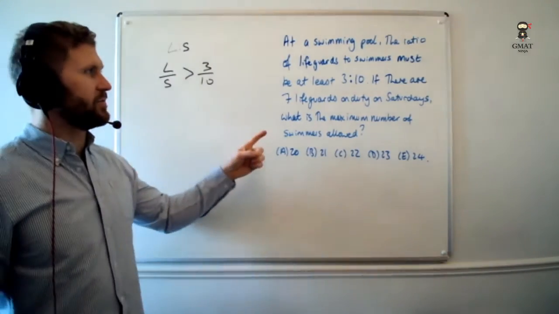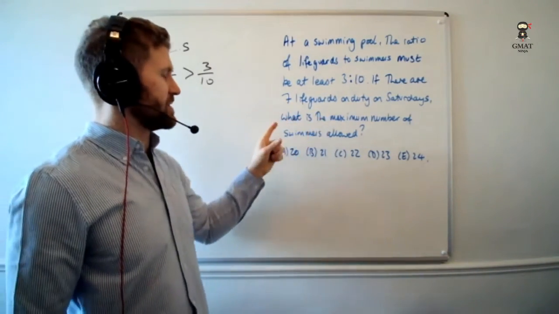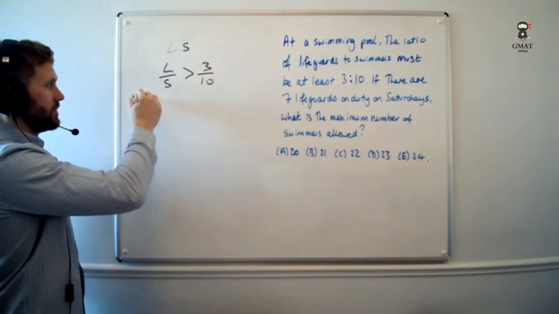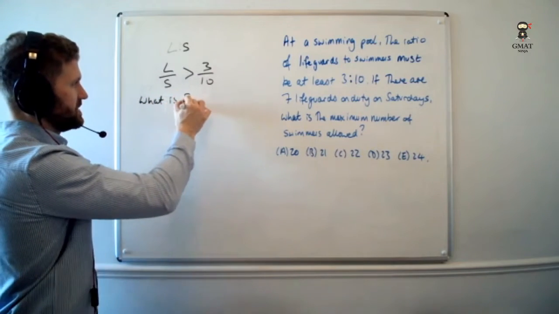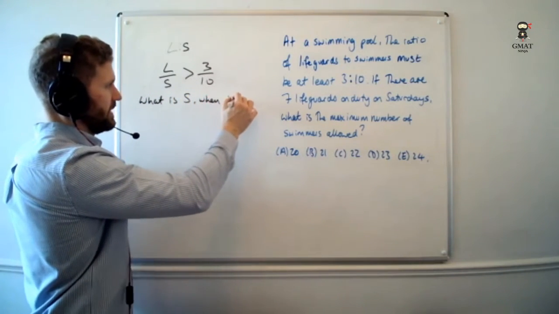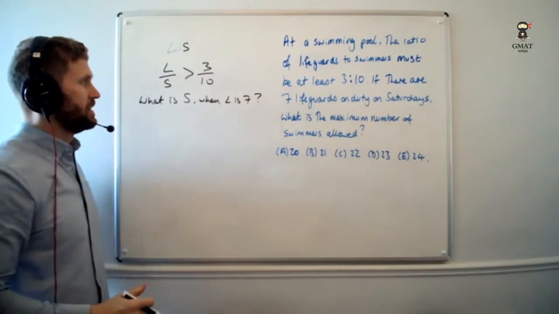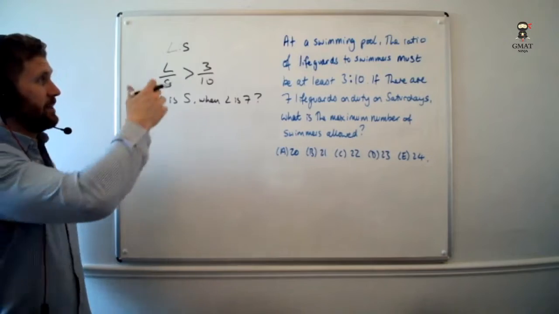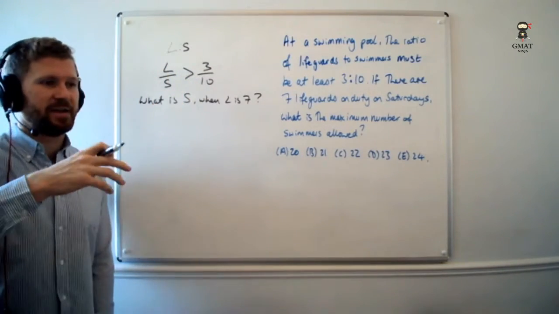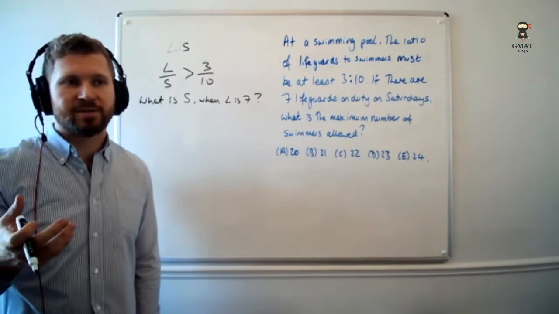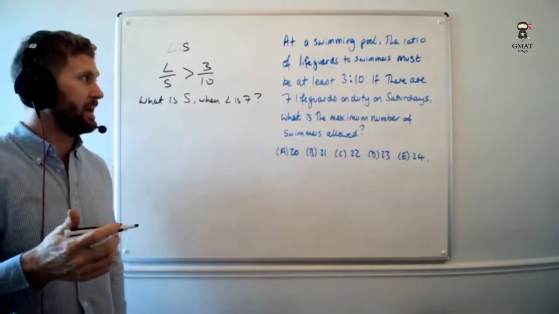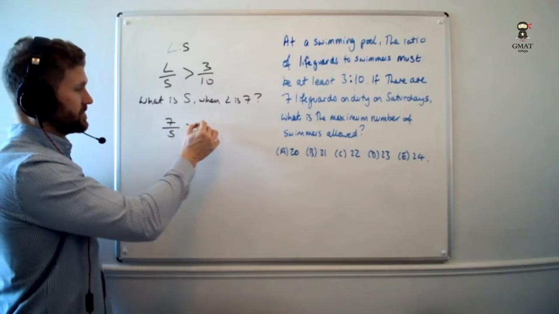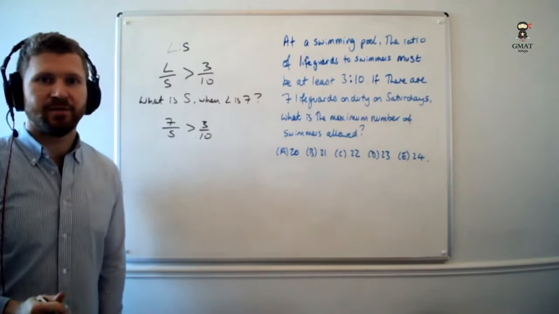Now, what I'm looking for is if there are 7 lifeguards on duty on Saturdays, what is the maximum number of swimmers allowed? So really, I'm looking for what is S when L is 7. And maybe the phrasing of that, what is S, isn't really the way of looking at it. I'm looking to use this inequality. I want to find what S can be in that inequality when L is equal to 7. So I could put 7 over S is greater than 3 over 10, and then start rearranging.